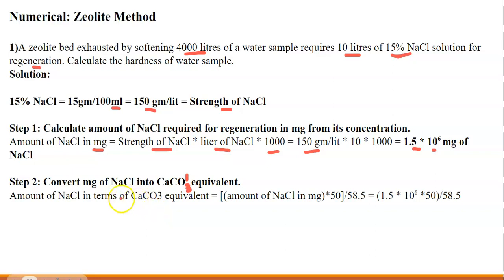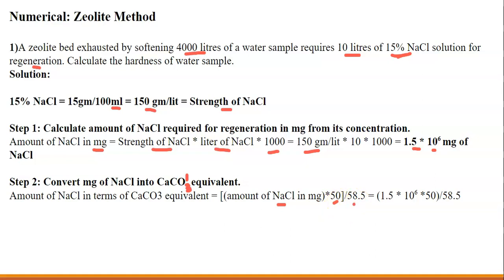So the formula is amount of NaCl in terms of calcium carbonate equivalent would be equal to amount of NaCl in mg, which we have found in the step 1, into 50. 50 is the equivalent weight of calcium carbonate. Calcium carbonate's molecular weight is 100, its equivalent weight is 50, upon the equivalent weight of the salt.